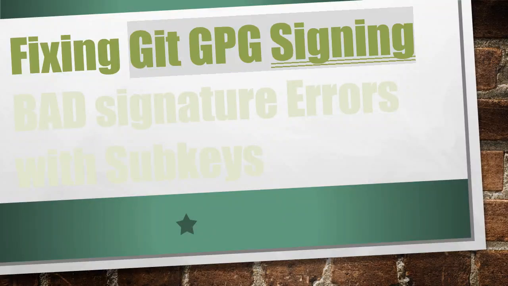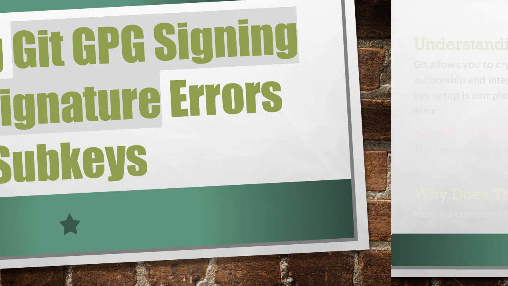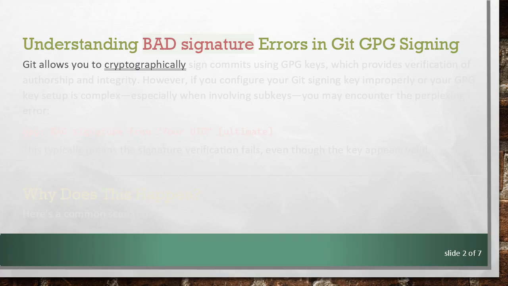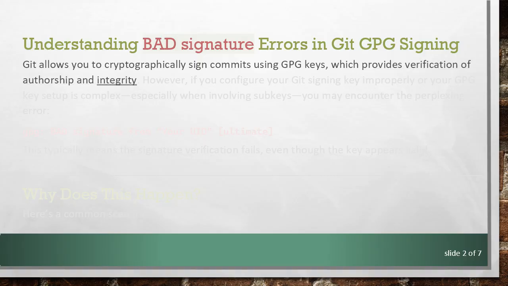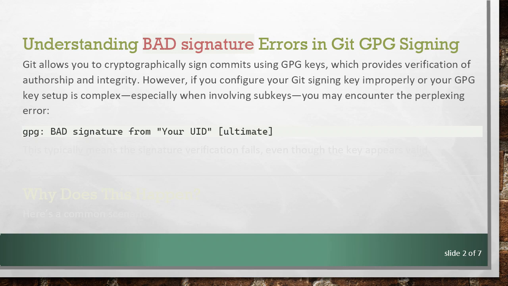Fixing Git GPG signing bad signature errors with subkeys. Understanding bad signature errors in Git GPG signing. Git allows you to cryptographically sign commits using GPG keys, which provides verification of authorship and integrity. However, if you configure your Git signing key improperly or your GPG key setup is complex, especially when involving subkeys, you may encounter the perplexing error. This typically means the signature verification fails, even though the key appears valid.